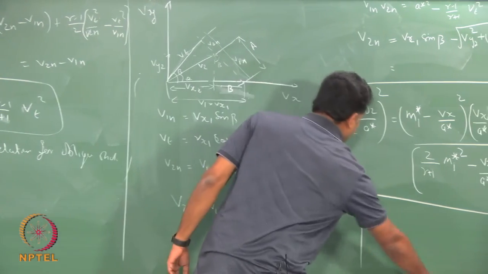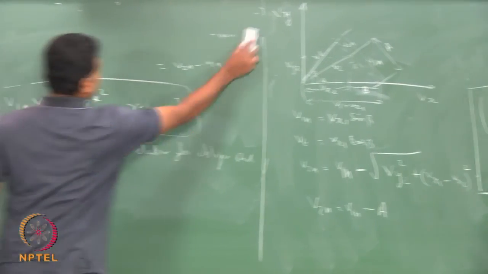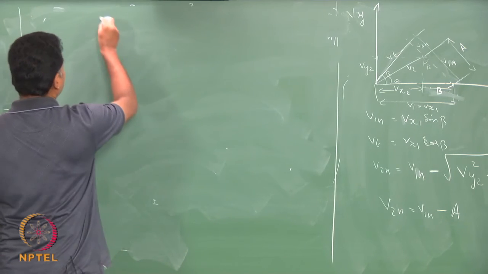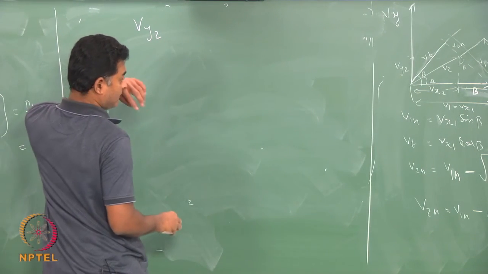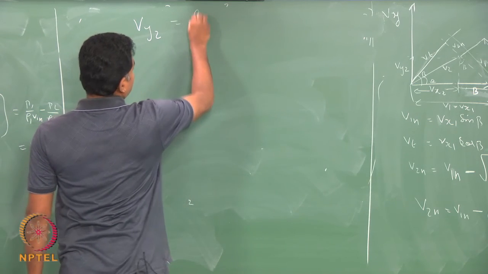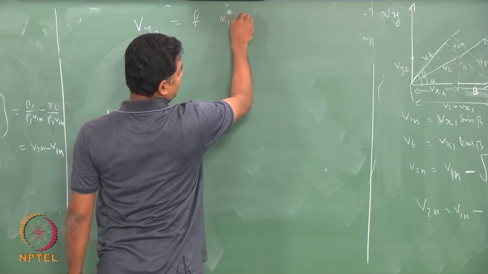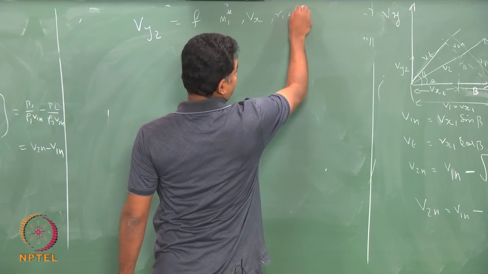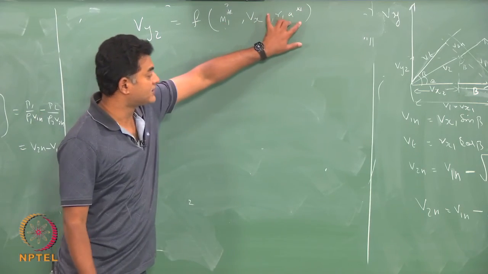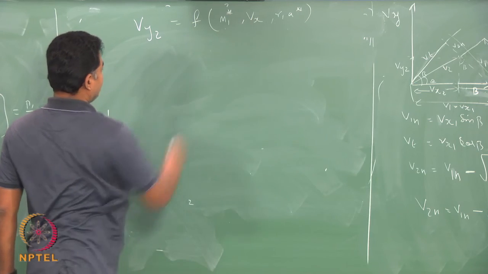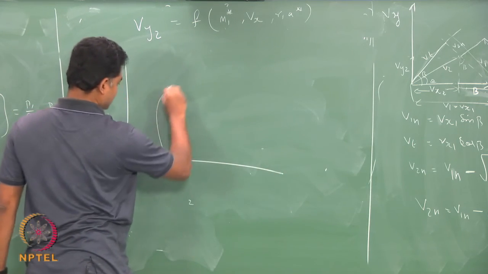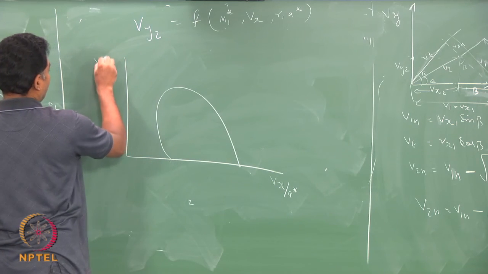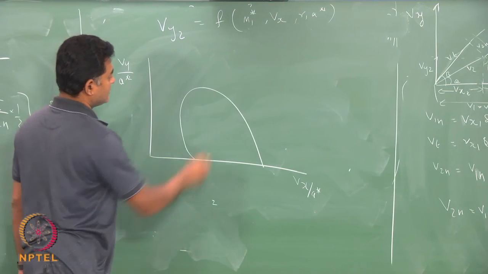So, in this plot, how do we plot that particular equation? So, Vy2 is a function of M1 star and Vx, and of course gamma and A star. So, let us assume gamma and A star to be constant. This is a function of M1 star and Vx. So, what we need is this particular plot. So, this is Vx by A star, Vy by A star. Okay.